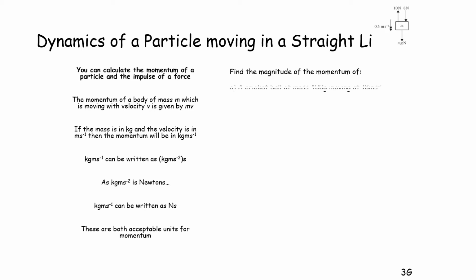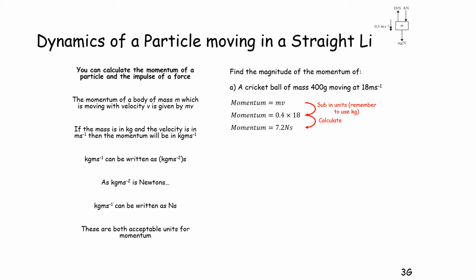Find the magnitude of the momentum. A cricket ball of mass 400 gram moving at 18 meters per second. So momentum is mass times velocity. Remember, mass has to be in kilograms, so 400 gram would be 0.4 times 18 meters per second, which is 7.2 newton second.